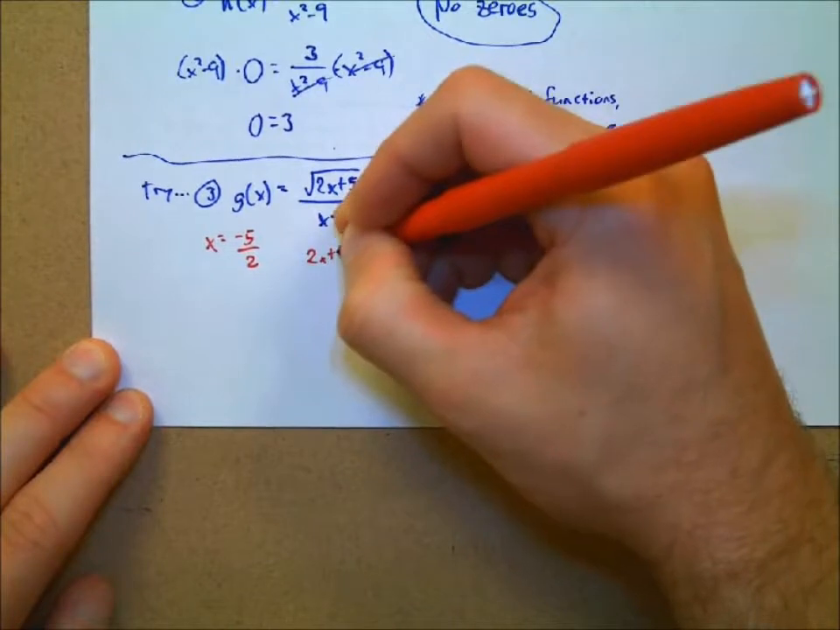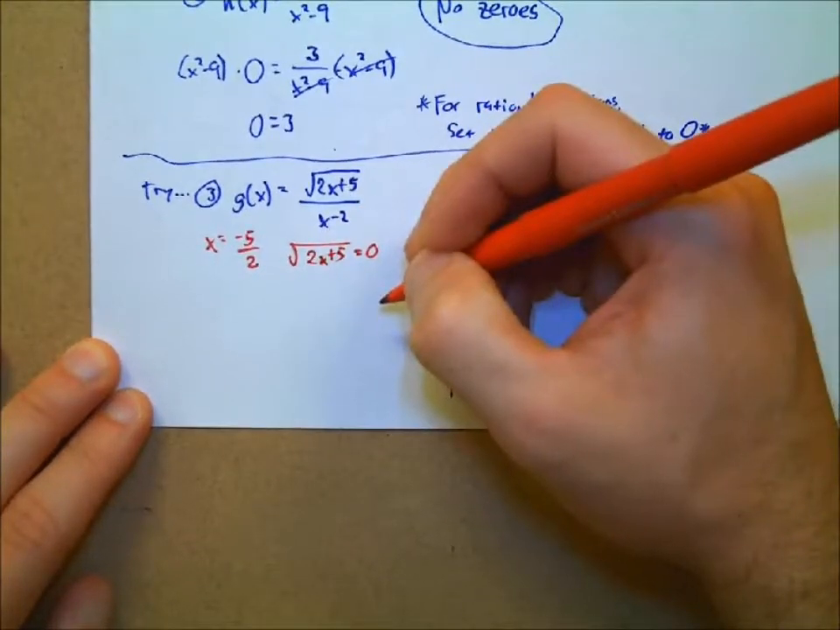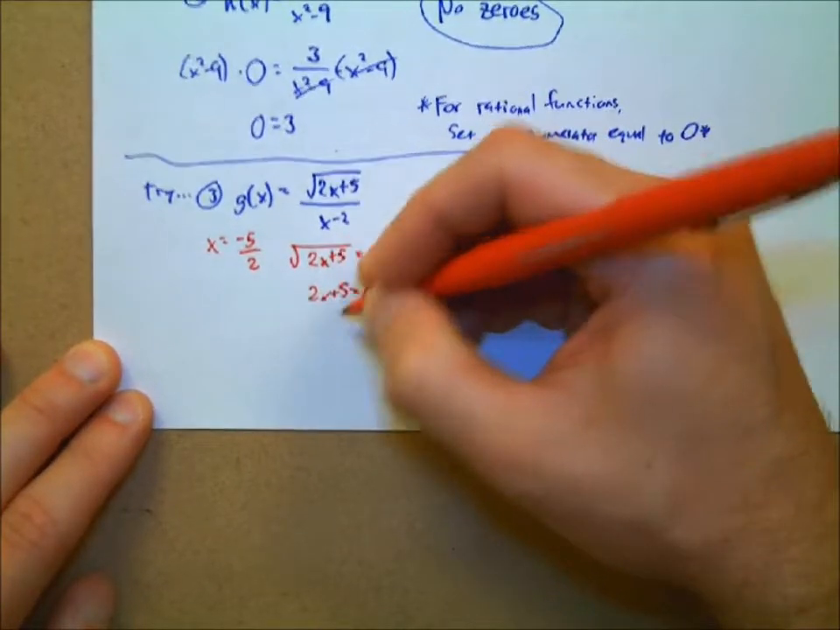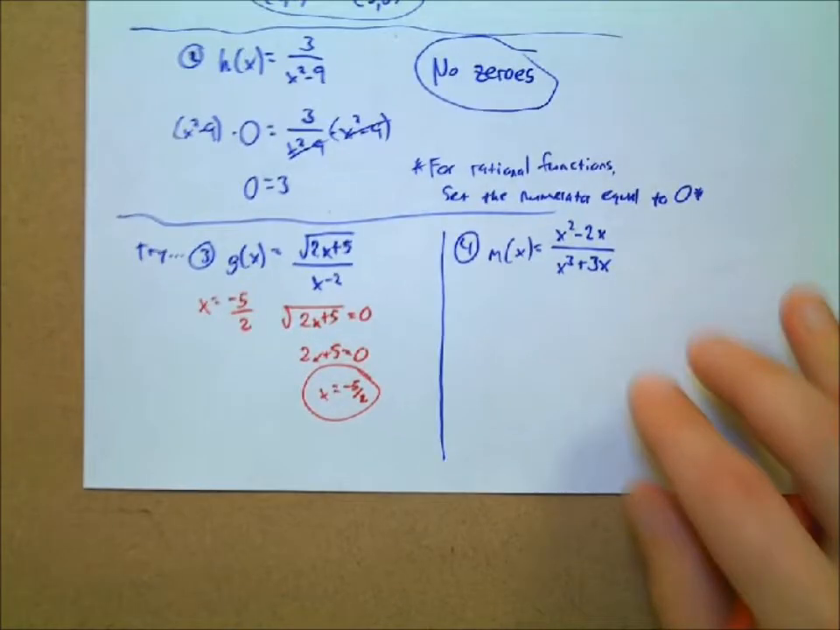Okay, yeah, it sounds legit, you know what you're supposed to do. Set the numerator equal to 0. Square both sides, 2x plus 5 equals 0. Subtract 5, divide by 2, x equals negative 5 halves. Okay.